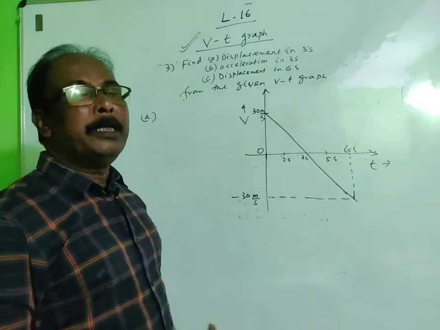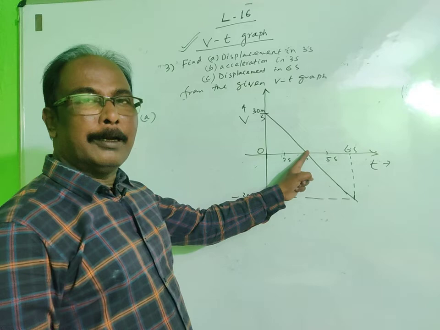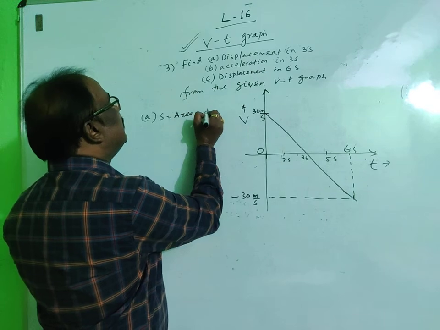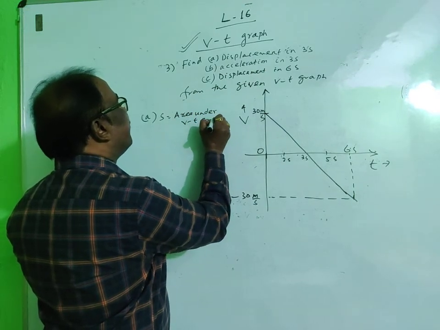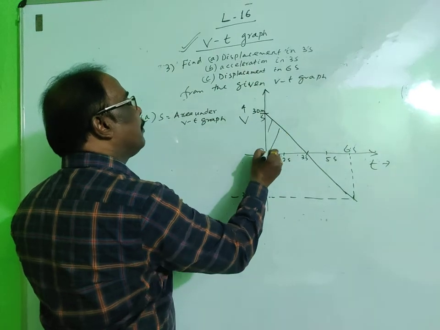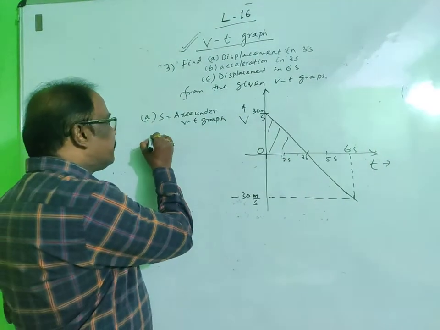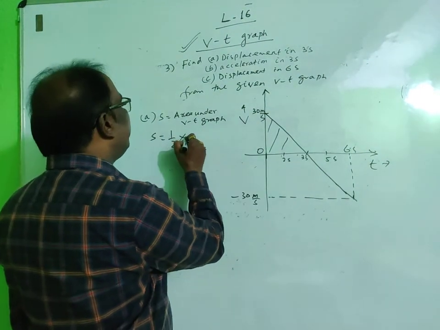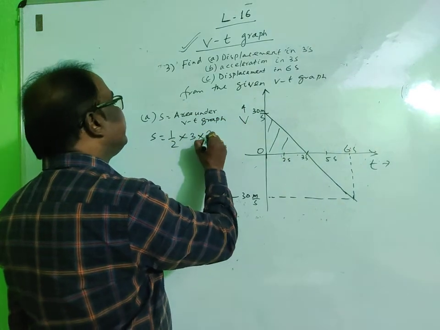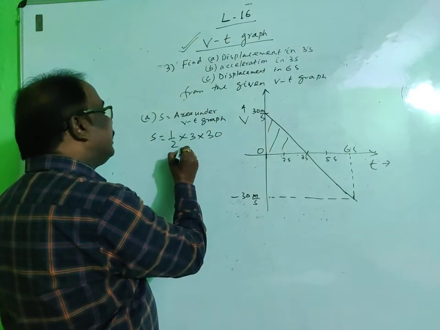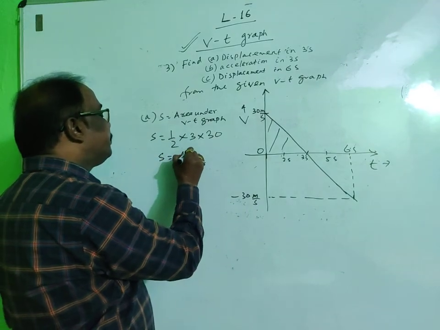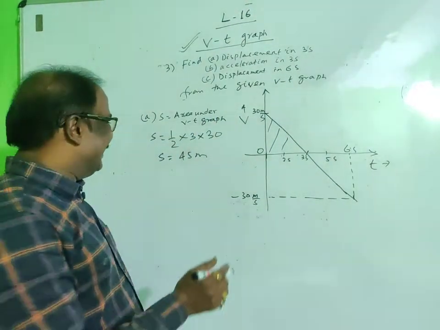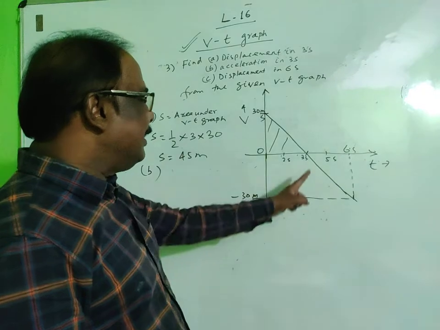Bit A. Displacement in 3 seconds means magnitude of displacement in 3 seconds. As we know, magnitude of displacement is area under VT graph. Okay. Then in 3 seconds means we have to calculate this area. Then magnitude of displacement is area of this triangle, half, base is 3, height is 30, 3 into 30 means 90 by 2 means displacement is 45 meter. Yes, answer is 45 meter you have written. Okay. Then bit B. Acceleration in 3 seconds.